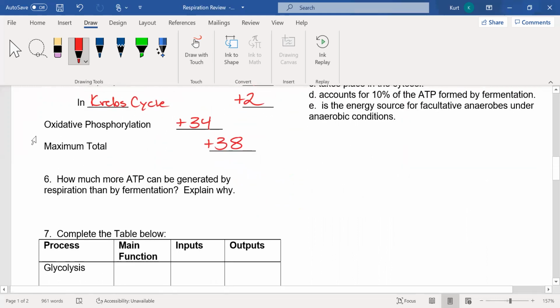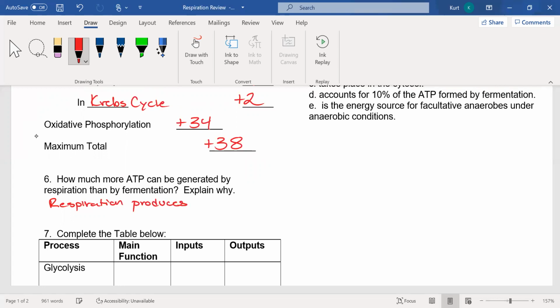How much more ATP can be generated by respiration than by fermentation? Respiration produces 36 more ATP. Think about it. Glycolysis leads to fermentation. Can anybody remember how much ATP is made net in glycolysis? 2. So that's just 2 without oxygen. You can make 38 with it. 38 minus 2 is 36. You make 36 more. Here's why.